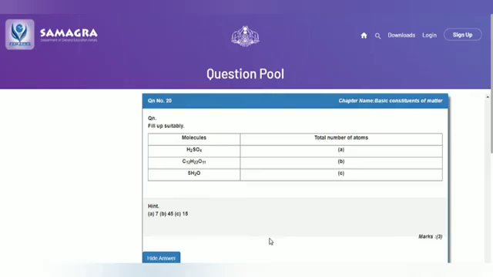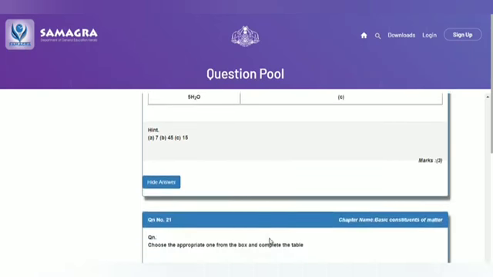Fill up suitably. 20th question. Molecule H2SO4: total number of atoms present is 7. In glucose C12H22O11, 45 atoms are present. In 5H2O, the number of atoms present is 15.